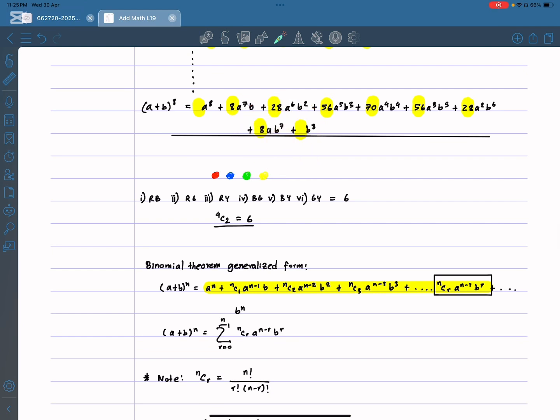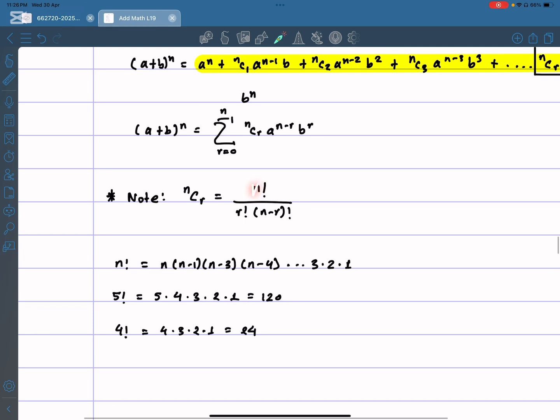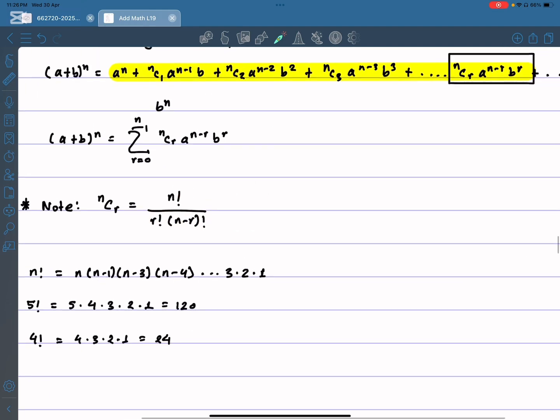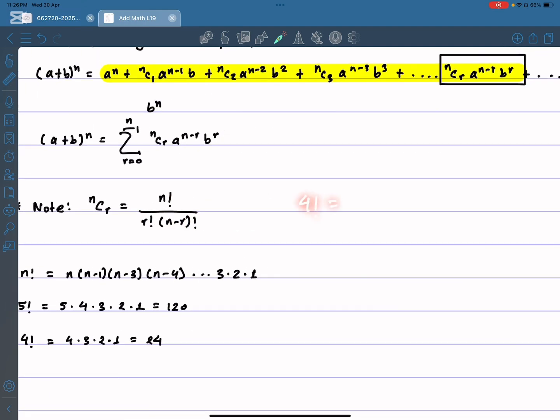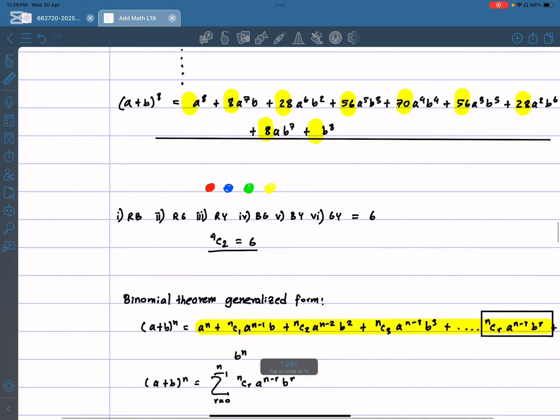So how can we find the coefficients of a binomial expansion without the use of Pascal's triangle? That's easy. We use the choose function. What is the choose function? It is simply a mathematical expression given by n factorial over r factorial times (n minus r) factorial. What does factorial mean? 4 factorial is simply given by 4 into 3 into 2 into 1, the product of each of the terms starting from itself up until 1. That is factorial.